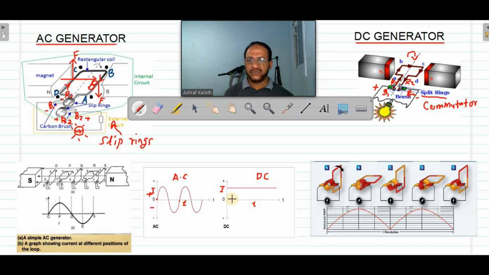The same way, if you see the graph of DC from a cell or battery, it is a steady current, always flowing in one direction, only positive, and there is no increase or decrease; a constant current is flowing. But if you take the graph of DC from a generator, this is DC from a cell or battery, and this graph you can see here is DC from a generator.